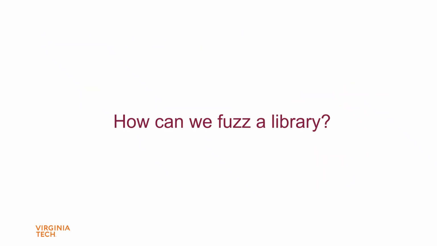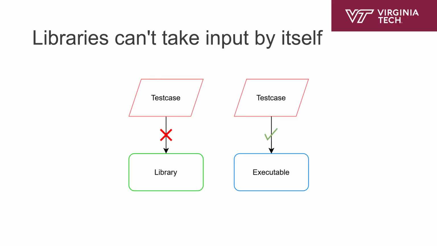But this brings a question: how can we fuzz a library? Libraries by themselves can't take in inputs. An executable, which has a main function and also supports input and output, is able to take in test cases and do something with them. Most fuzzing frameworks, such as AFL or AFL++, are designed around executables.